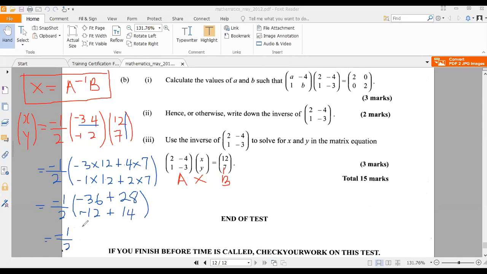Then I work out negative 36 plus 28 will give me negative 8. Am I right? Yes, sir. All right. Then negative 12 plus what? 14 will give me what? Positive 2, right? A positive what? Positive 2. Good. So we get positive 2.